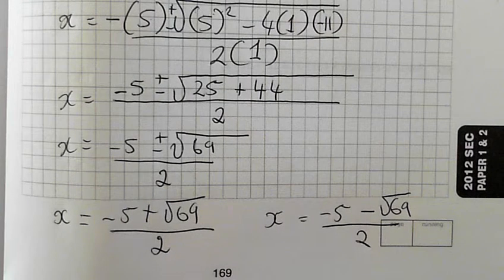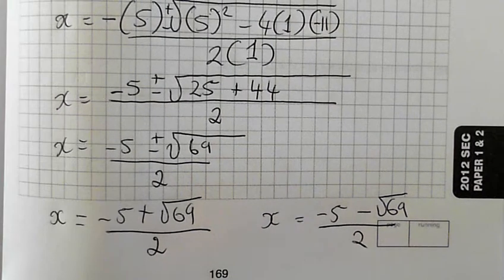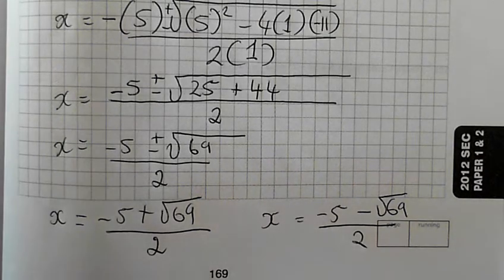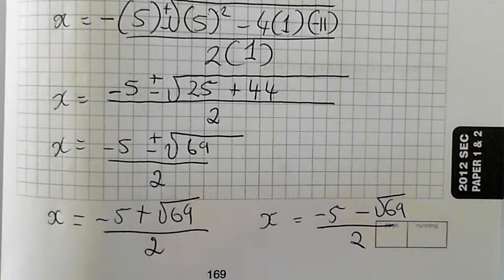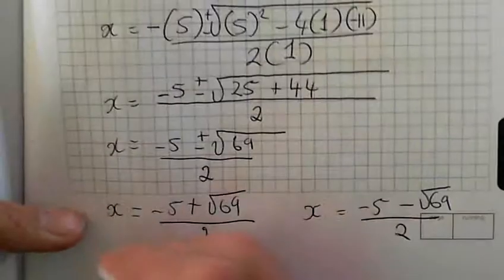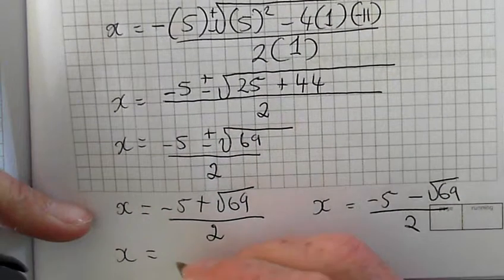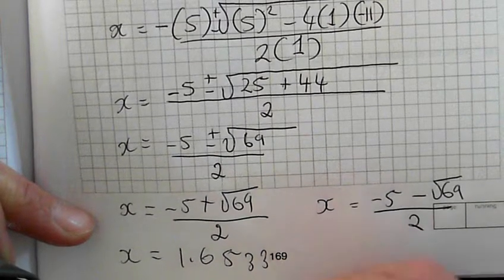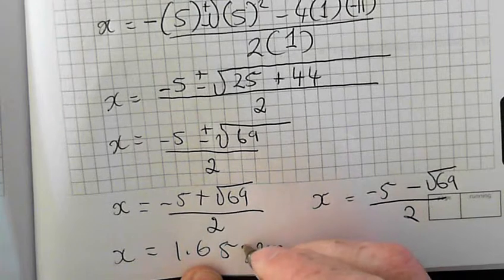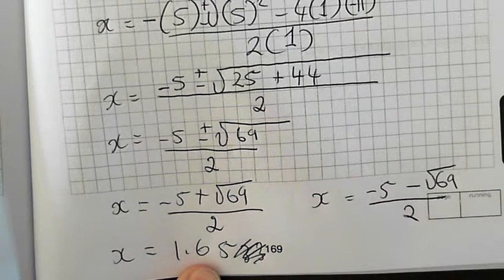Alright, just key that in, and then you have to get your answer to 2 decimal places. So better do it. So minus 5 plus the square root of 69, equals, divided by 2, as a decimal. 1.6533. So that 3 is not going to change the 5, so it's 1.65.